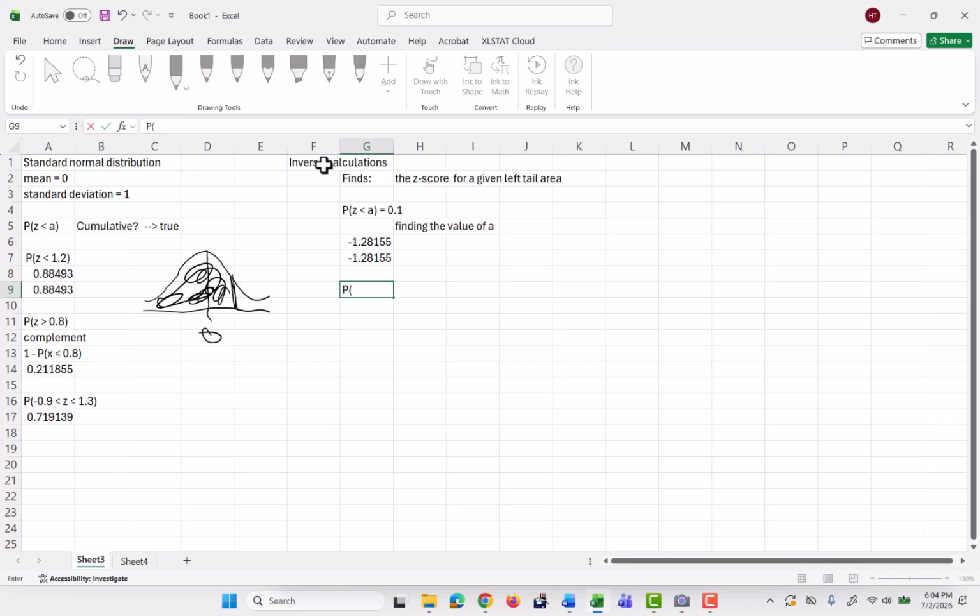So what if I want to know the value where the probability of z being greater than it is 0.2? Again, I have to look at a complement. If the probability of z being greater than a is 0.2, the probability of z being less than a is 0.8. That's what I have to enter here. NORM.S.INV of 0.8, and I get a z-score of 0.84.